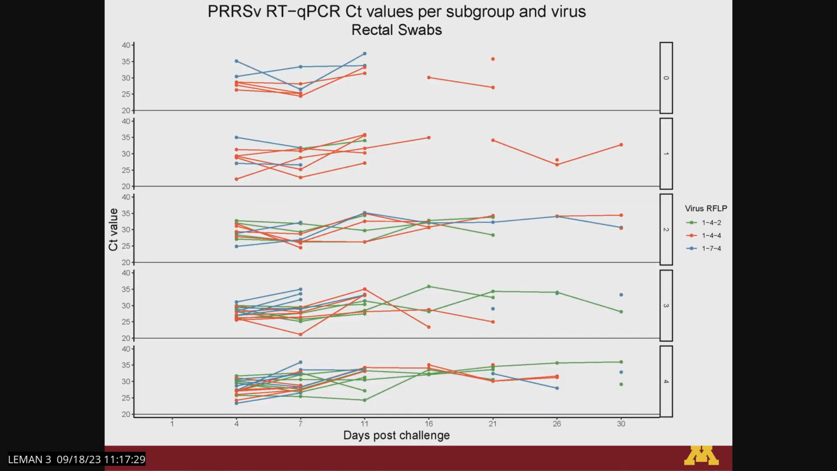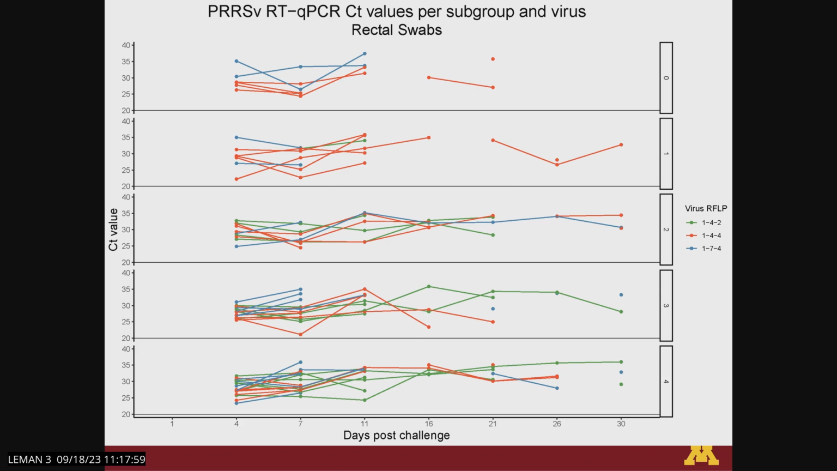Results from the second objective. On the left y-axis is the range of CT values. Again, it only ranges between 20 to 40, that is above the negative. The right y-axis is the dilution groups, again 0, 1, 2, 3, and 4. The green one is 142, red one 144, and blue 174.